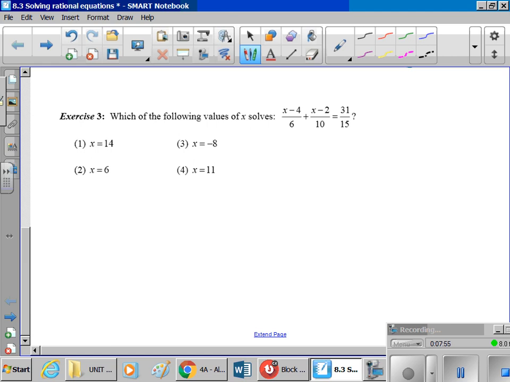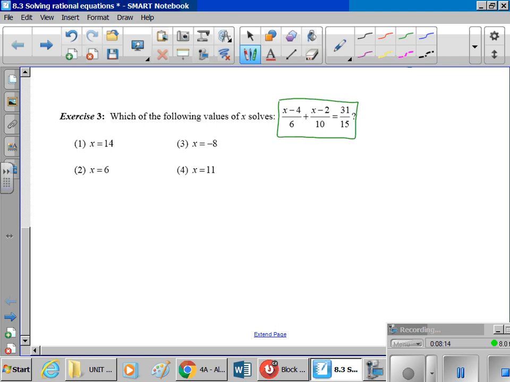So which of the following values of x solves this equation? Now, if by chance this is a question for you, and you're feeling like me right now, it's been a long day, it's about 2 o'clock, I've taught 3 classes today, my head hurts, and I'm thinking, I don't know if I want to do all this work.